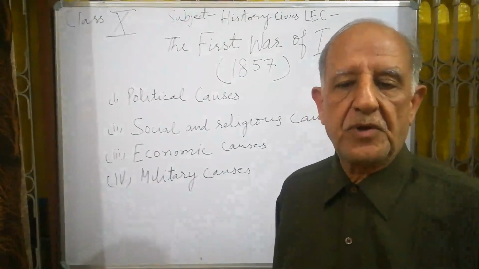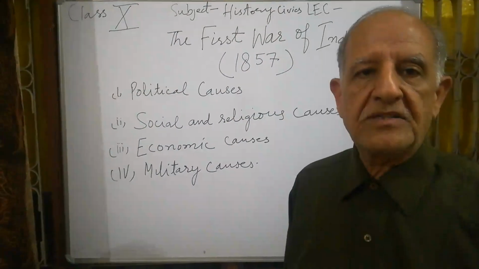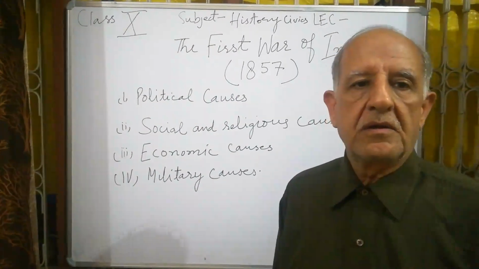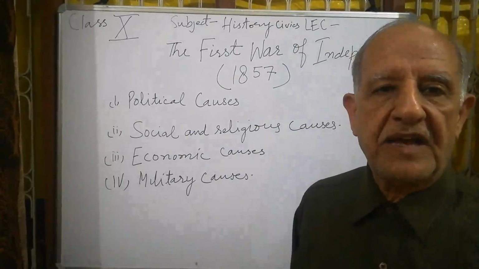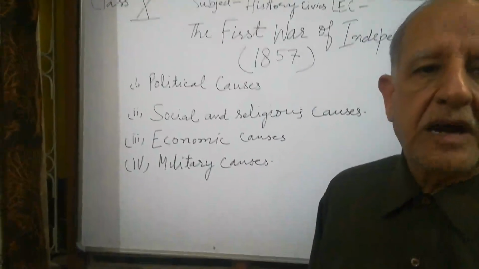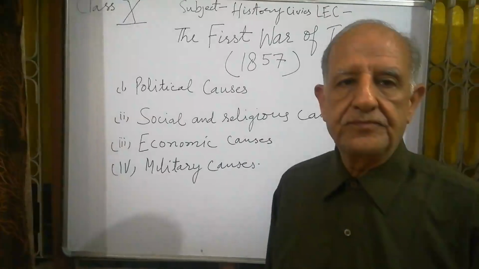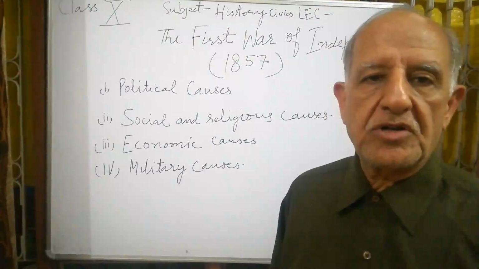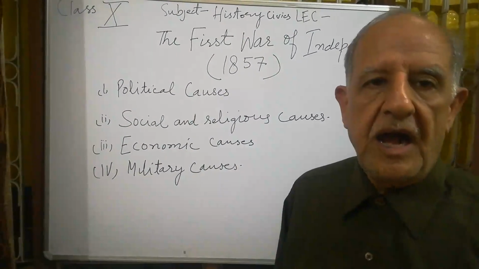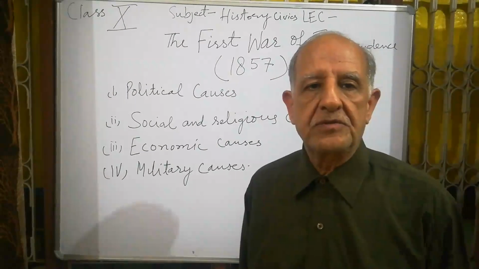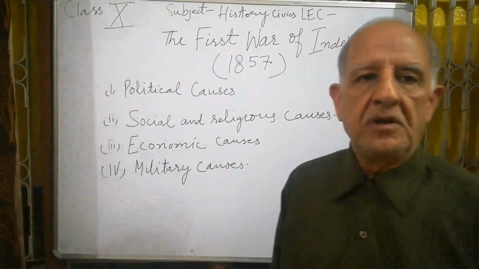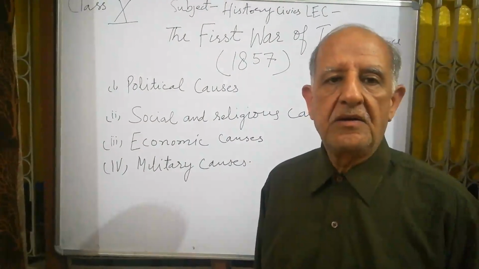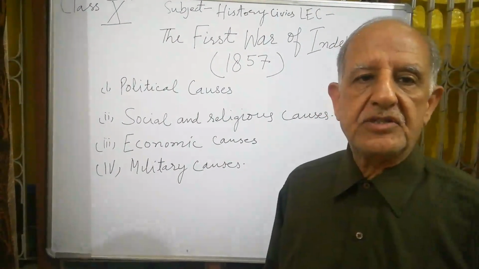the first political cause was the policy of annexation by Lord Dalhousie. He adopted the doctrine of lapse, and under this doctrine of lapse, many of the princely states of India were annexed by the British.